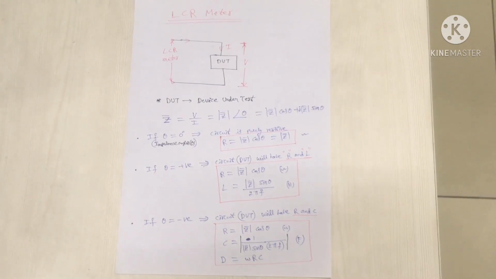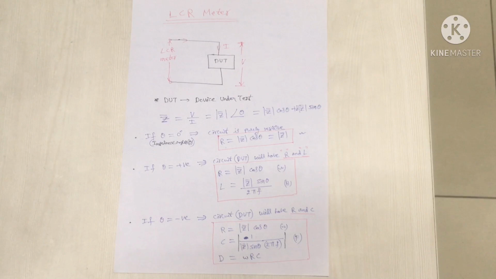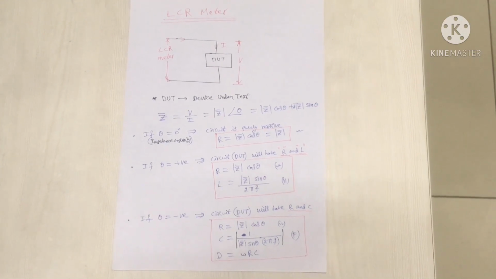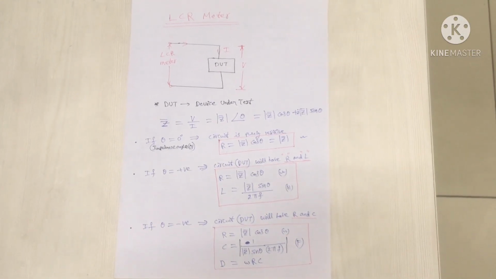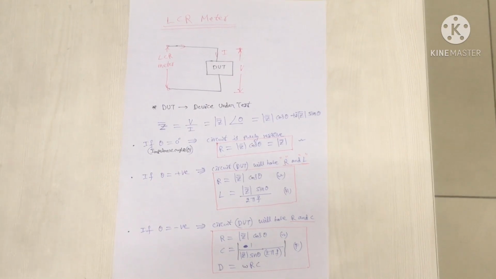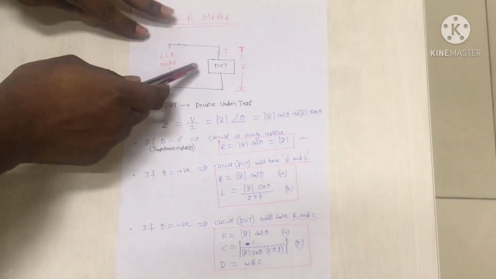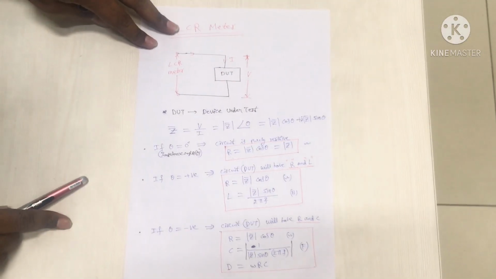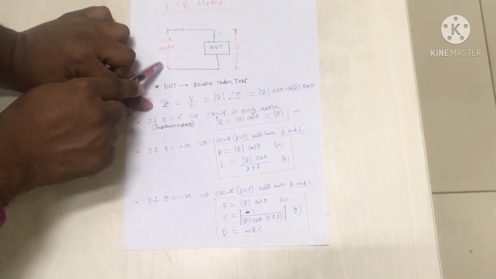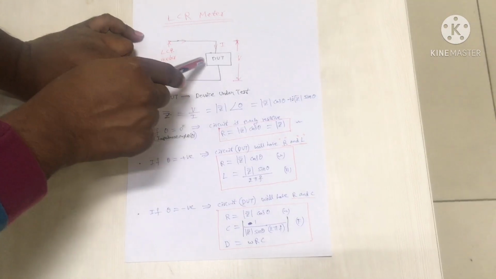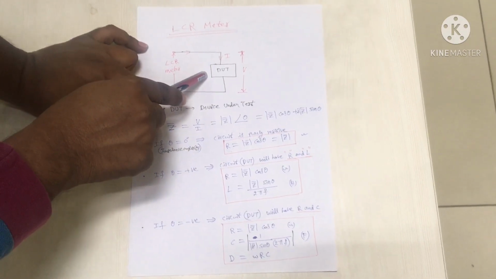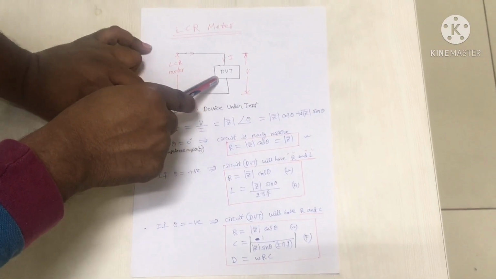Today we are going to perform the experiment on the LCR meter. By using the LCR meter, we can measure the resistance, inductance, and capacitance of the given DUT. Here DUT stands for device under test. The LCR meter will give the AC supply to the DUT.